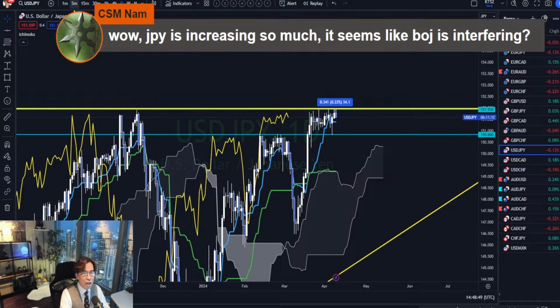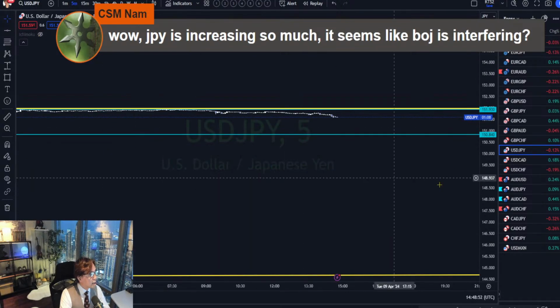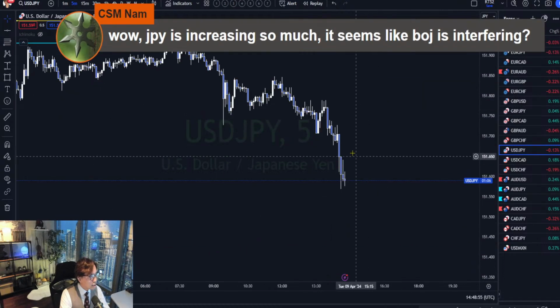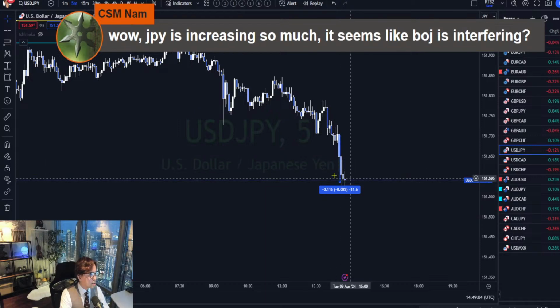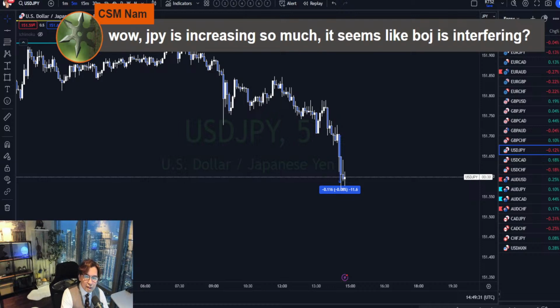Let me switch it to M5 and let me just show it to you here. It just dropped down in the last 15 minutes. It's going down, only 11 pips. So this is not BOJ intervention. This just happened. But let me just in case check what's going on. Let's see. Yeah, looks like there's nothing really going on in the market. So yeah, no big news.